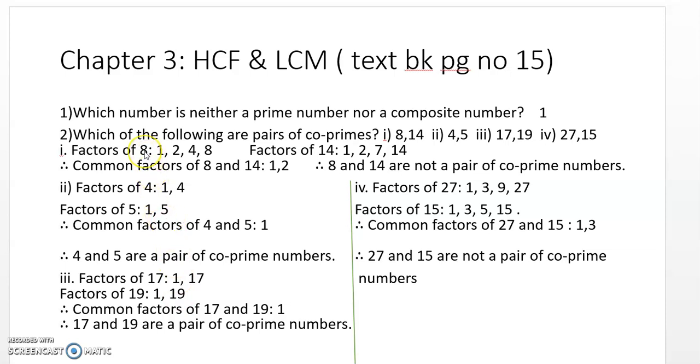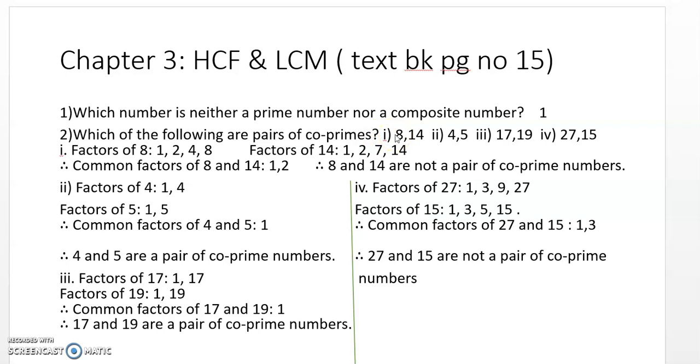Now if you take 8, what are the factors of 8? It is 1, 2, 4 and 8. 8 is not a prime number. 8 is a composite number. Similarly, 14 is a composite number, so it is not a prime number. So prime numbers are those which have only 1 and the number itself as factors. It is said that one number is neither a prime nor a composite, and that is 1.